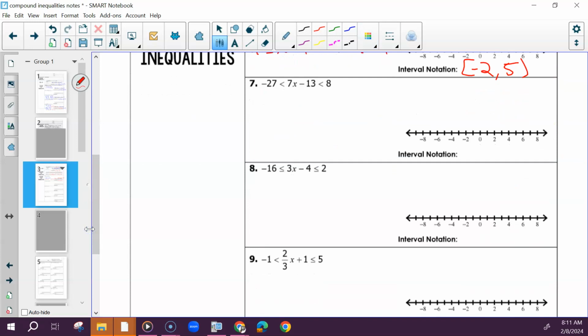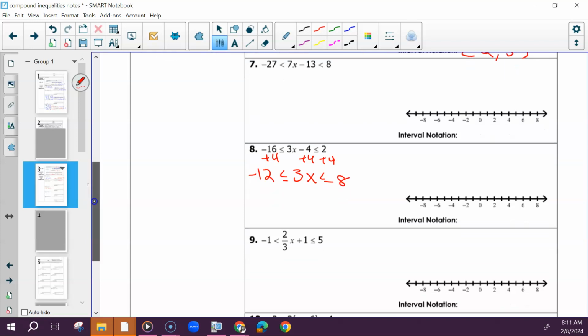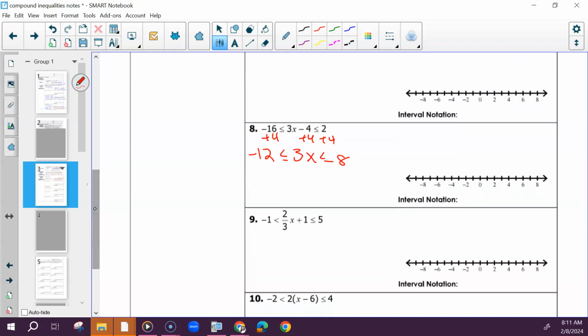Let's do 8. So add 4 to everything. And then divide by 3 to everything. We don't add it to the x. Add what to the x? We're trying to get that out of the middle. So we want to get that out of the middle.